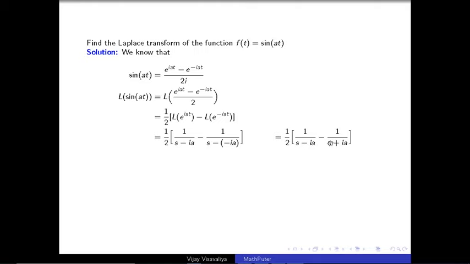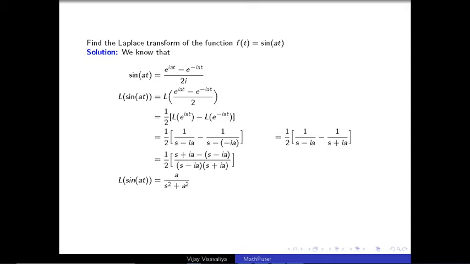Now let us take LCM to simplify. So it is s plus ia minus s minus ia, divided by the product of these two quantities, s minus ia into s plus ia, and this is 1 upon 2i. So here s and s will be cancelled out. This is minus minus plus, so 2 times ia. These 2 and 2 will be cancelled out. In the denominator we also have i, so i will be cancelled out. Then it gives us a upon s square plus a square. So the Laplace transformation of sine at is a upon s square plus a square.